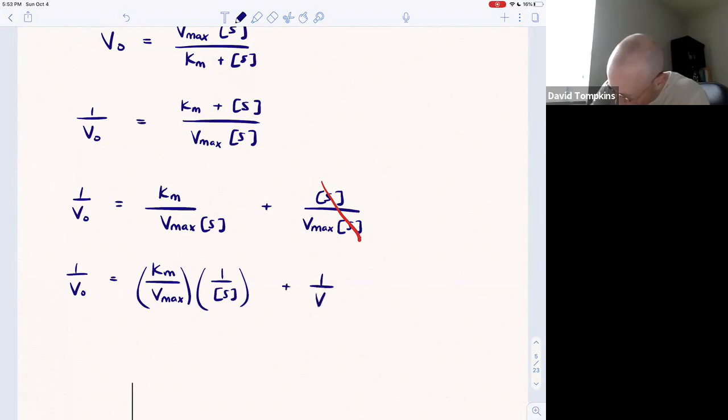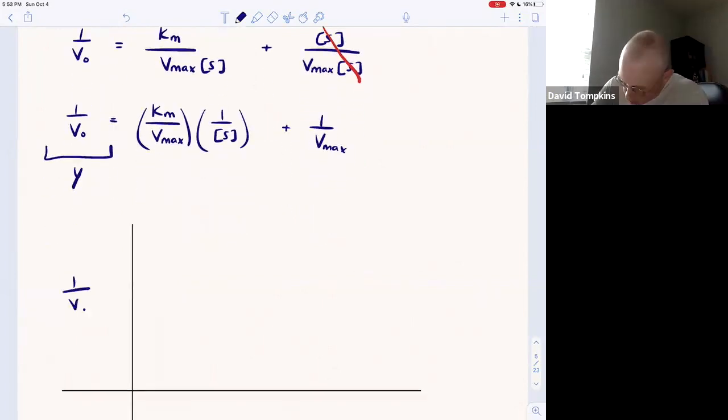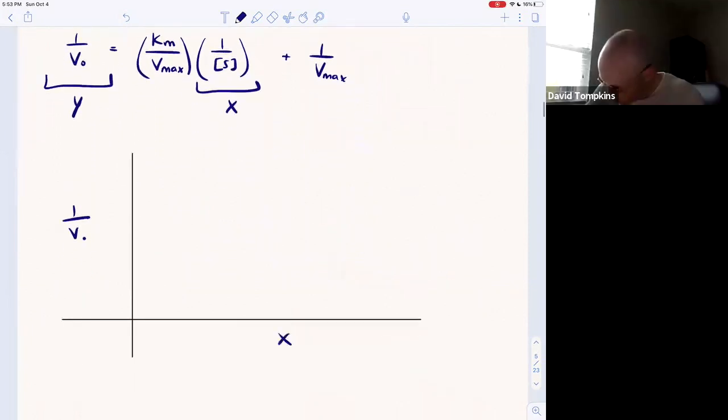plus 1 over Vmax. This is now linear because it's like y, dependent variable, 1 over initial rate will plot here. And then x, right, independent variable, will plot as inverse substrate concentration.